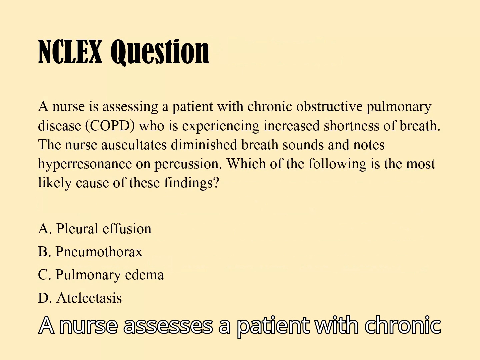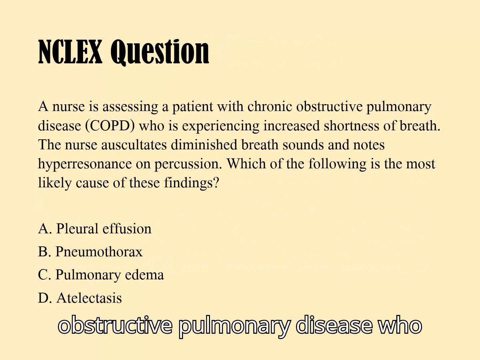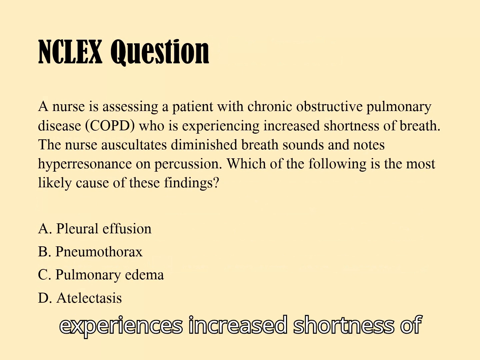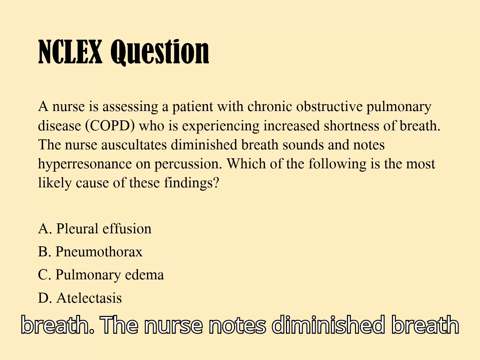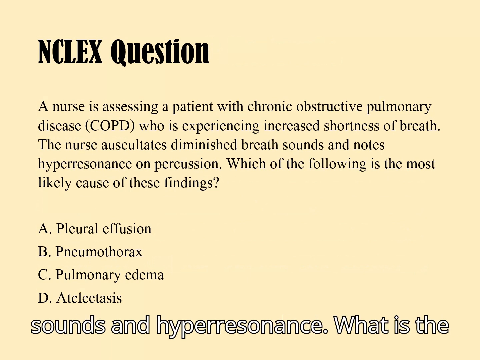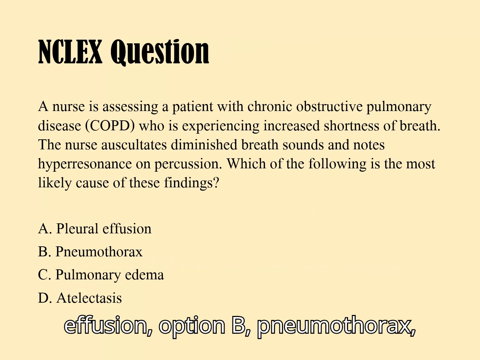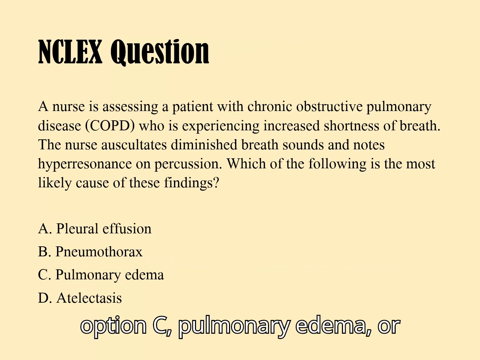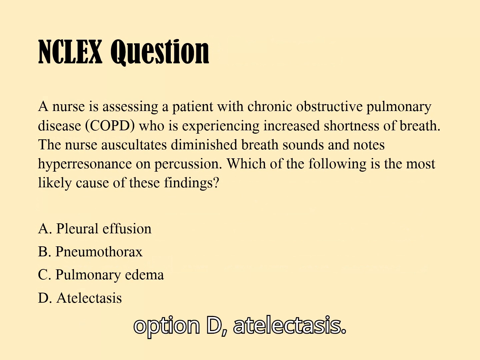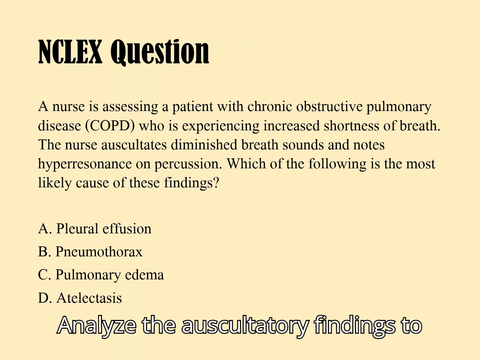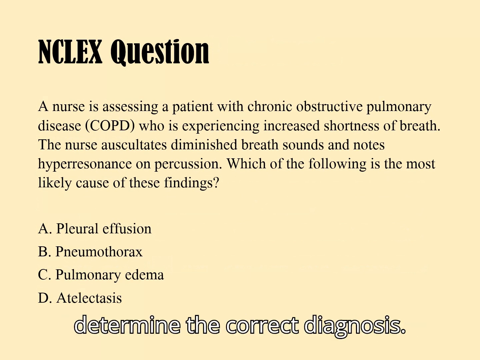A nurse assesses a patient with chronic obstructive pulmonary disease who experiences increased shortness of breath. The nurse notes diminished breath sounds and hyperresonance. What is the most likely cause? Option A, pleural effusion. Option B, pneumothorax. Option C, pulmonary edema. Or option D, atelectasis. Analyze the auscultatory findings to determine the correct diagnosis.